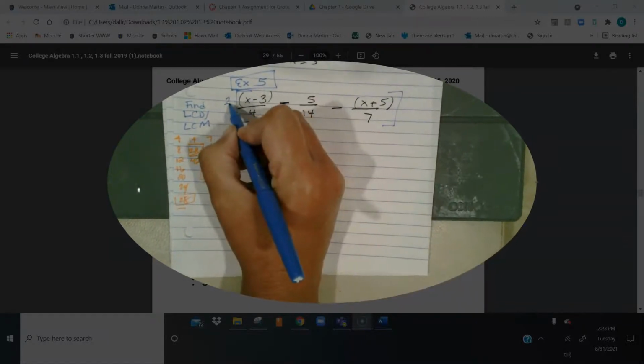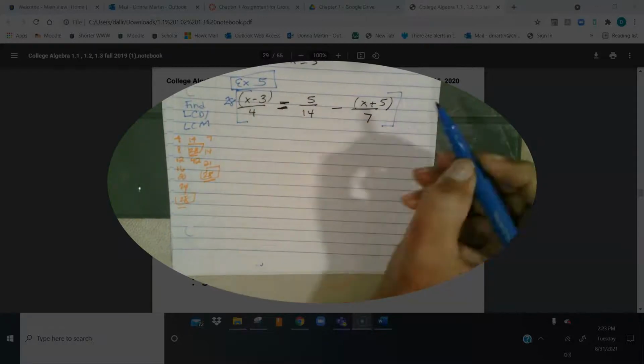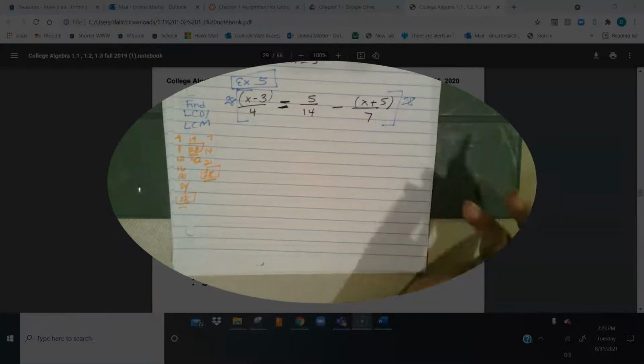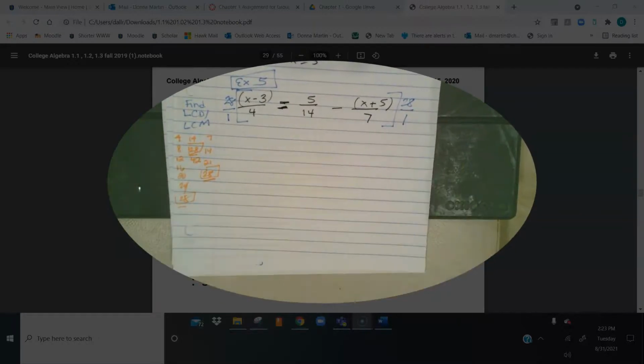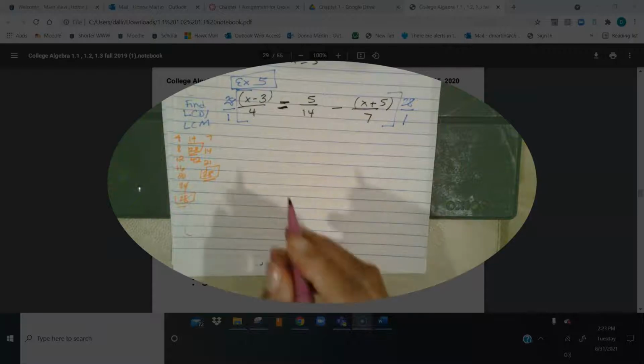And we will multiply both the top and the bottom, both sides, by 28, and it will be easiest if you make that into a fraction. Just put your 28 over 1. There will be a tendency for you to distribute. Do not distribute, just write your factors down.